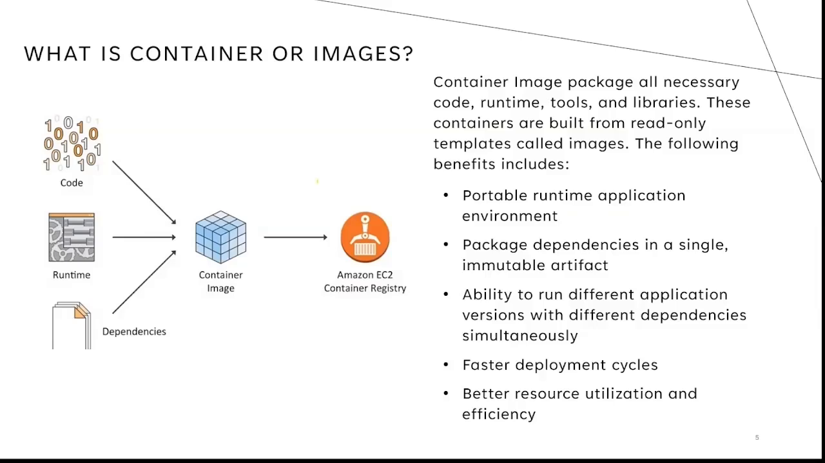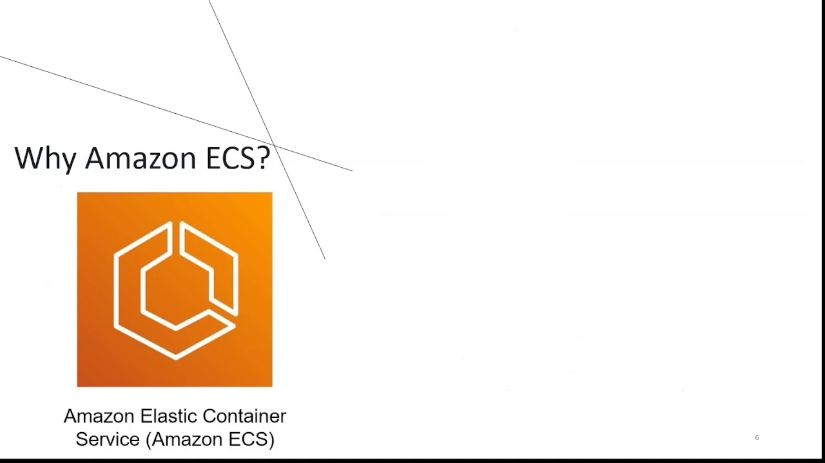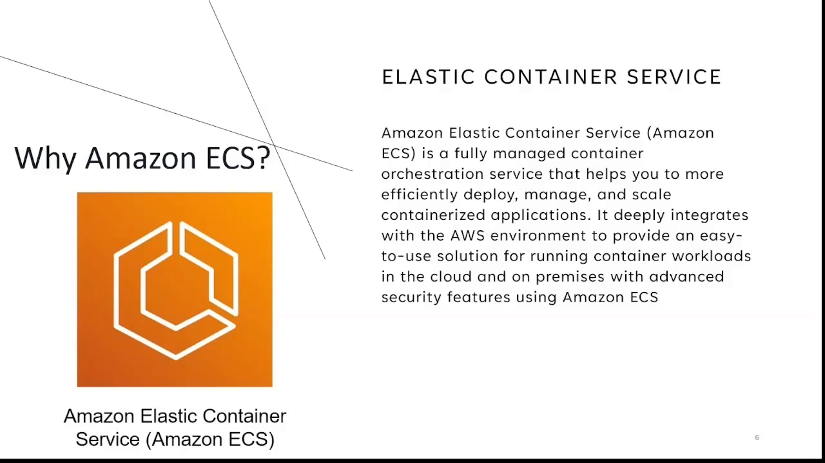Okay, so to recap, we learned about microservices architecture and Docker technology. Those technologies are being used inside Amazon Elastic Container Service. Also, why we need Amazon ECS and what it is: this is a fully managed container orchestration service. Next, you will be able to learn the technical concepts of Amazon ECS.